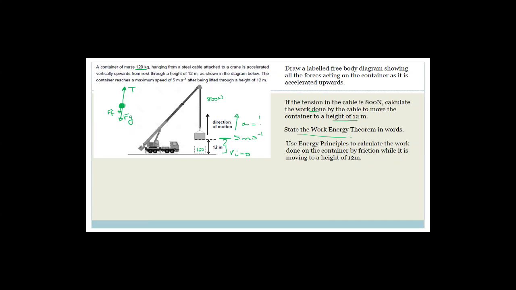Then it says state the work energy theorem. And then it says use energy principles to calculate the work done on the container by friction while it is moving to a height of 12 meters. Okay, so first of all, we've finished our free body diagram because we've got the tension. We know now that there is friction, so friction will always be in the opposite direction to movement. And there is, of course, the force of gravity.